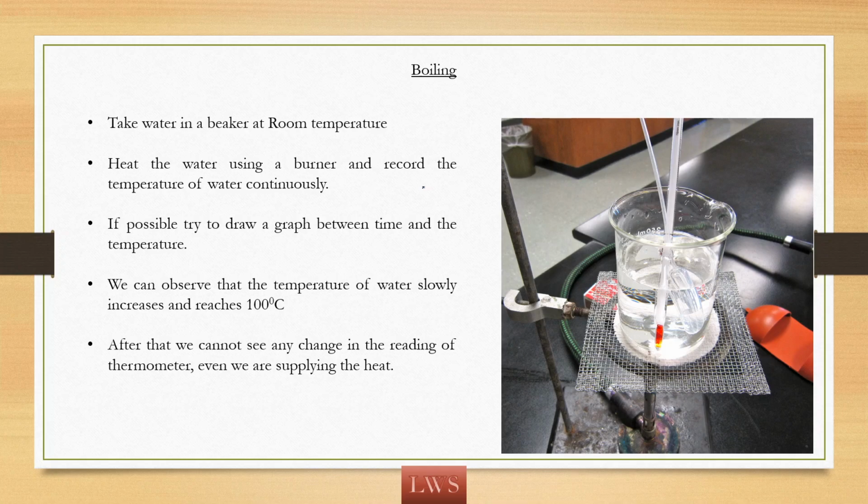Guys, if we are doing this activity in our laboratory, if initially we take the water at, for example, a temperature of 40 degrees, then when we start heating the water, its temperature slowly rises from 40, and after a certain time it reaches 100 degrees. But once it reaches 100 degrees, even though we are supplying the heat energy, we cannot see any change in the temperature on the thermometer. So the temperature is fixed at 100 degrees. So why is it so? Let us understand.